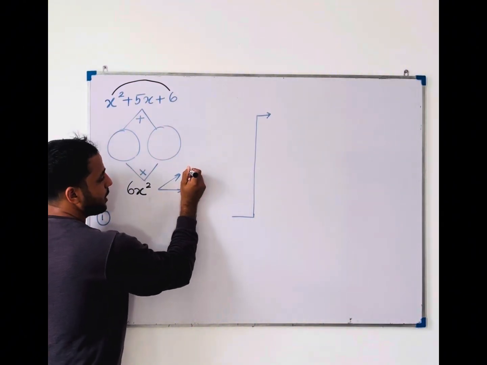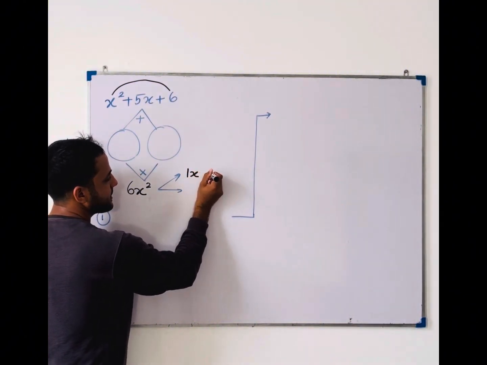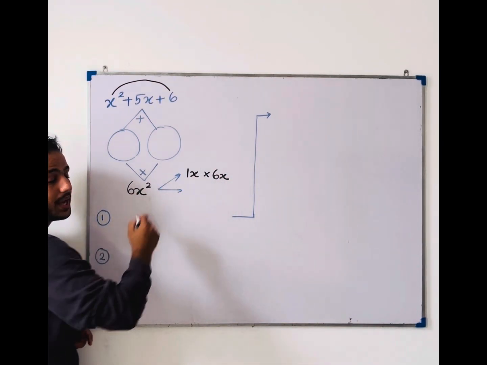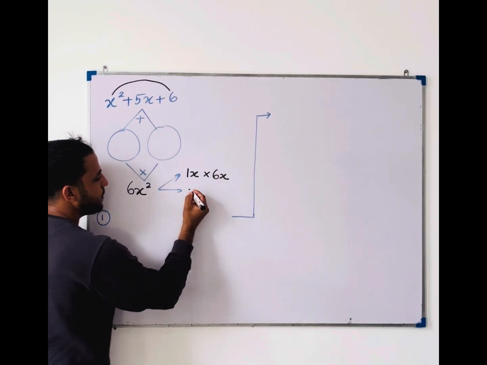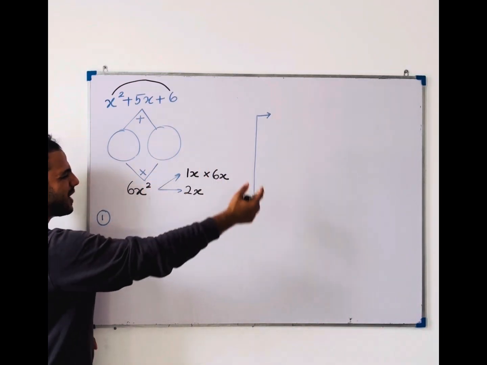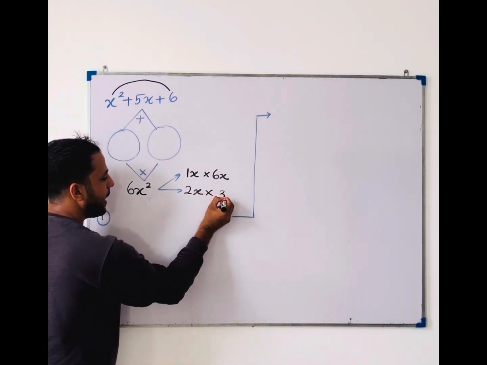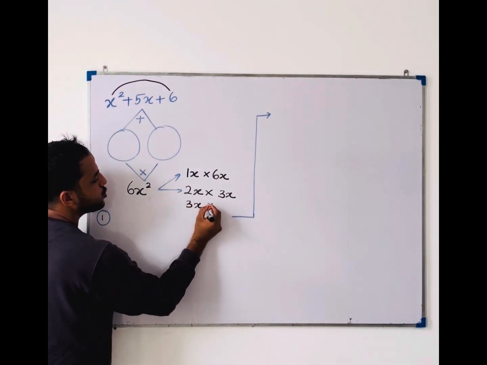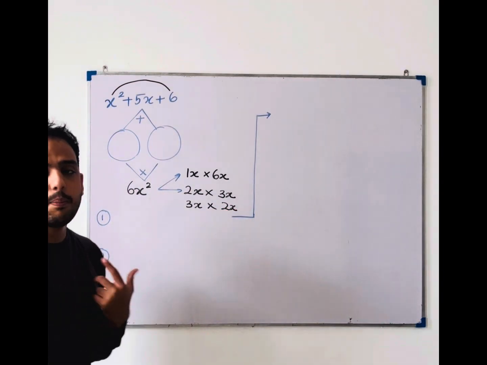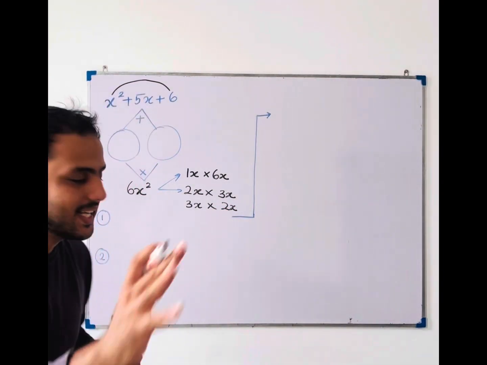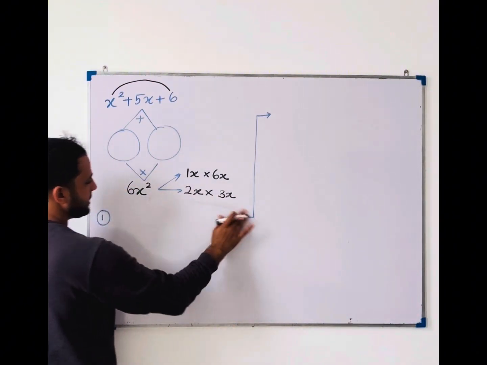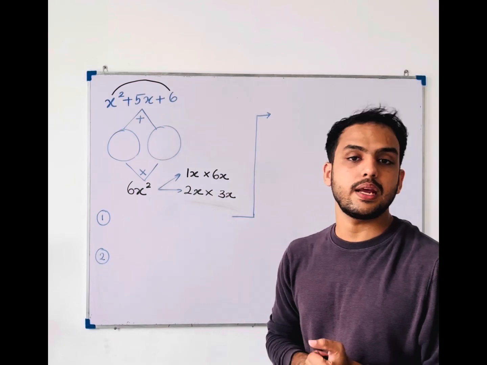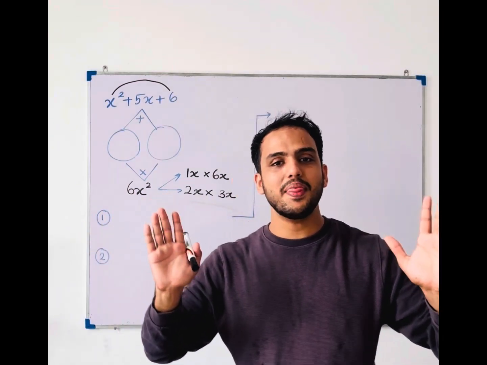So we start with 1. 1x into 6x: 1 into 6 gives 6, and x into x gives x squared. Now we see whether we can do with 2. 2 into what will give you 6? 2 into 3, clearly. So 2x into 3x. Now 3x into 2x again will give you 6x squared, but it's a repetition. We don't need repetitions, so we erase it. After erasing it, we have 2 options: 1x into 6x and 2x into 3x. Now the numbers are fine. We are done with the numbers.